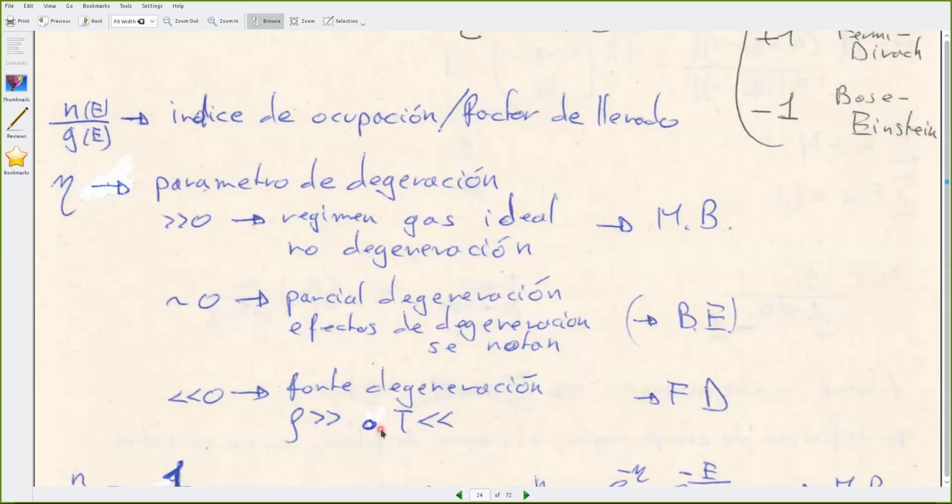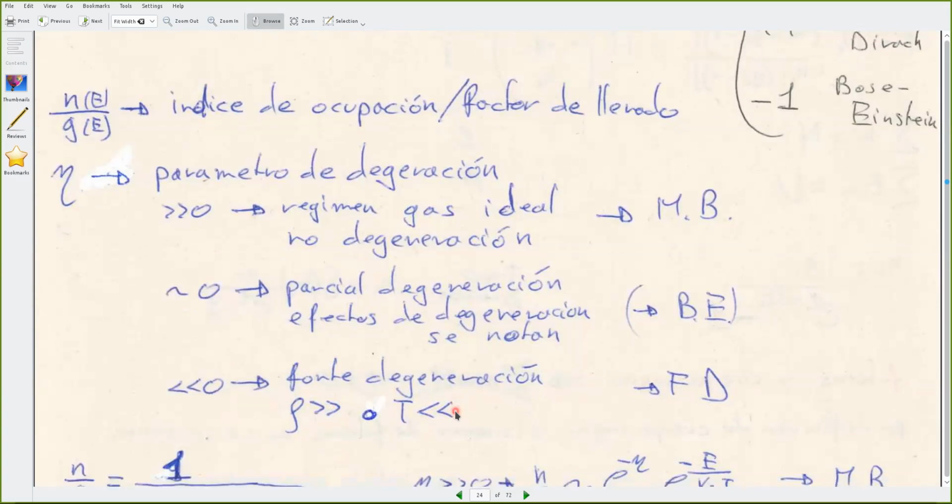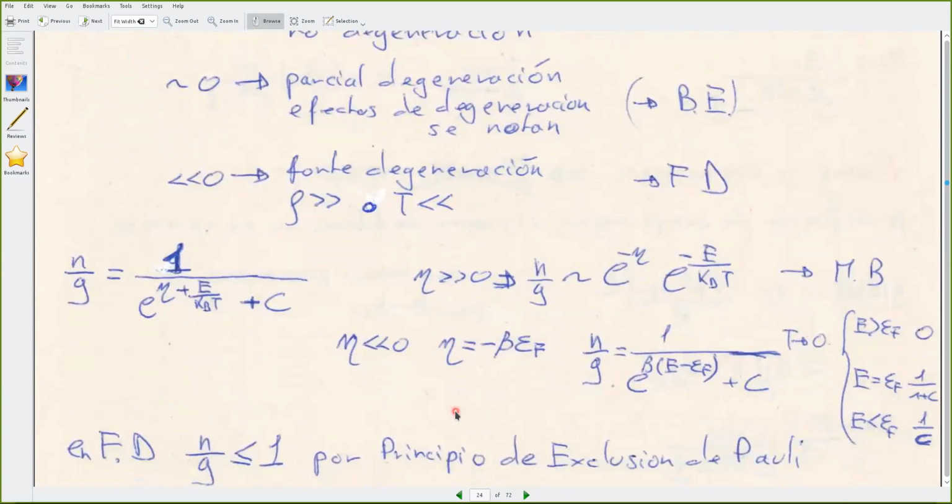Actually, if you have strong degeneracy, you can have low temperature with respect to the Fermi energy, or high density. But if you want complete degeneracy, you can only go to absolute zero. No way. And there is another way.